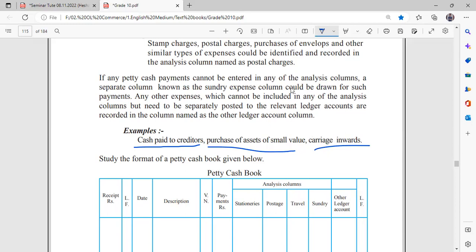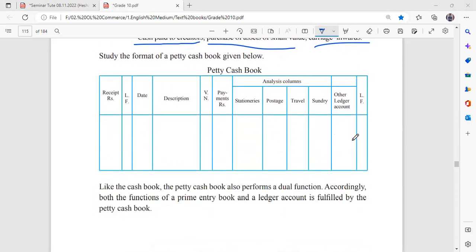We need to record it in the general ledger as well as the carriage inward account, right? So these are the important items. What are the purchases of assets of small value, right? Sometimes a stapler or something, it depends on the business perspective. So below the petty cash level, payments to purchase assets and also carriage inwards, these are the things we need to record in the other ledger accounts, right?